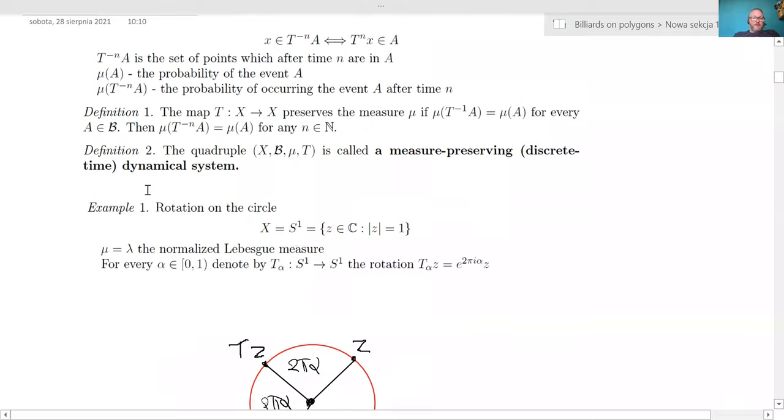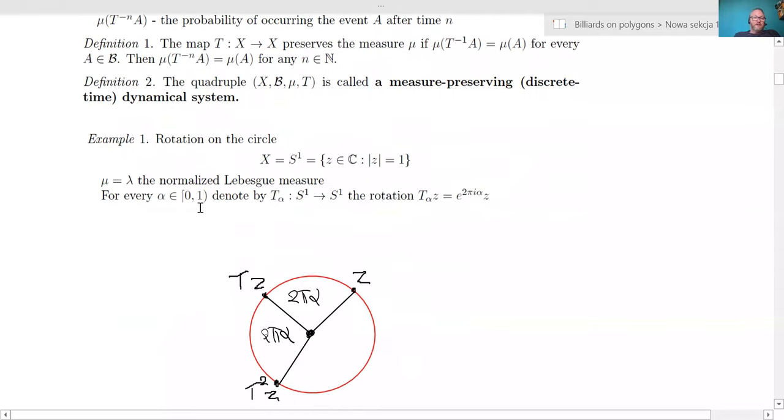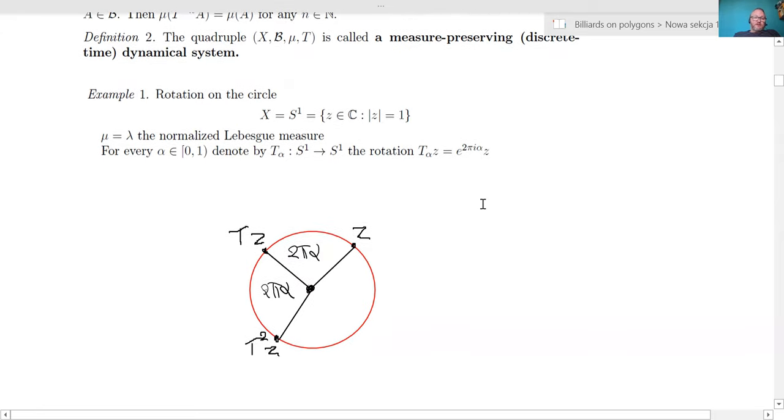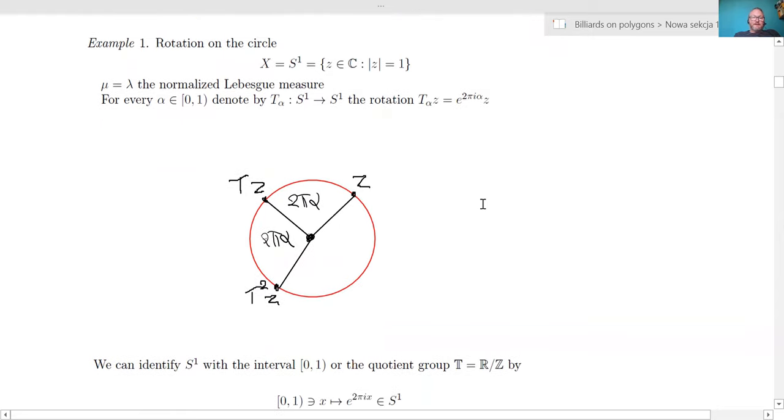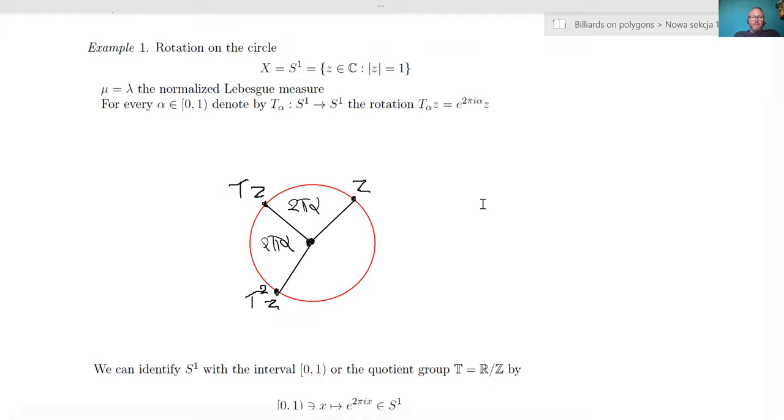Then for every number alpha between 0 and 1, we can consider the rotation T alpha, which is the rotation on the circle by the angle 2 pi alpha. So in this situation, it's easy to understand the forward and backward orbit of any point, because if we start from a point z, then we rotate and rotate and rotate, and finally, after n steps of rotation, we obtain a rotation by the angle 2 pi n alpha, of course modulo 2 pi.